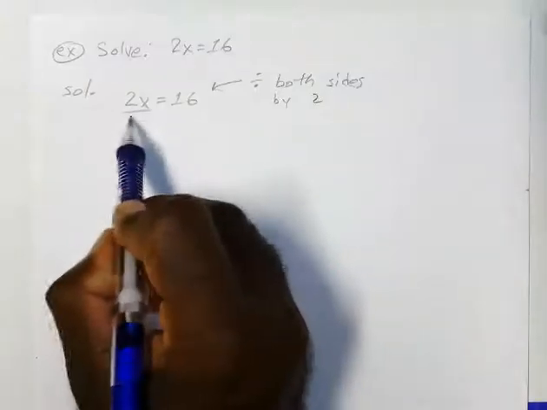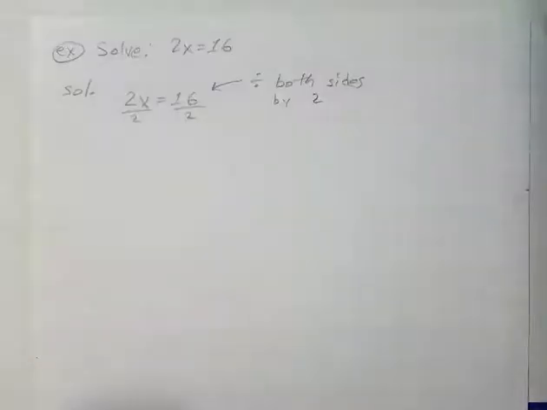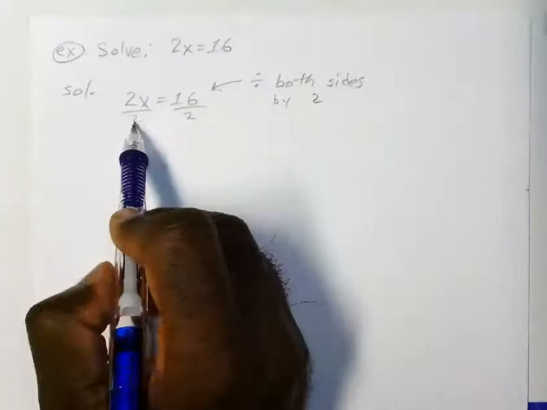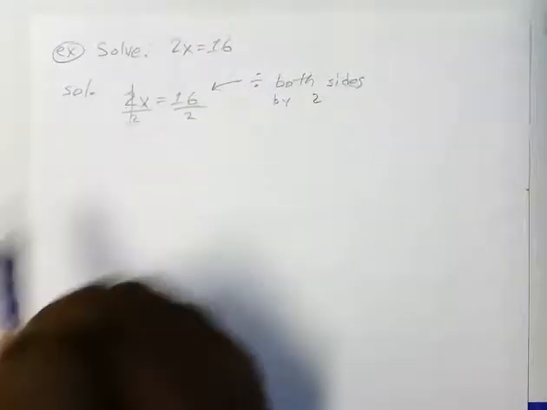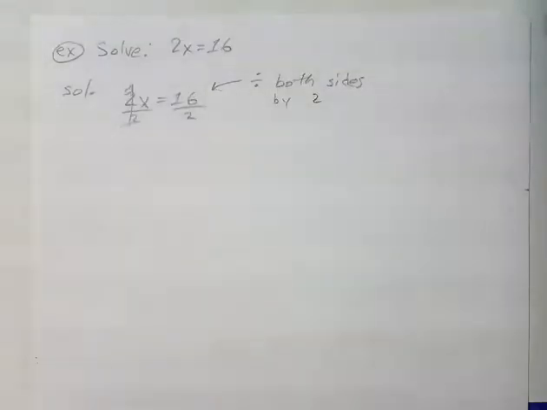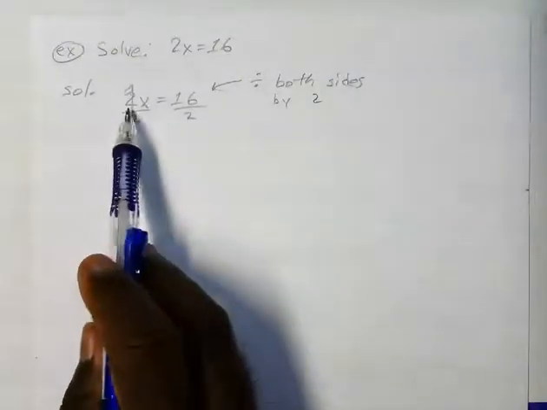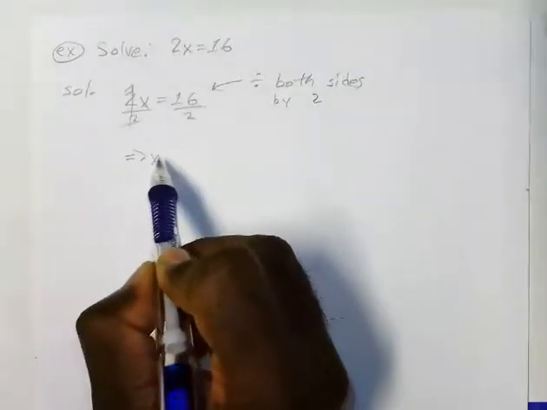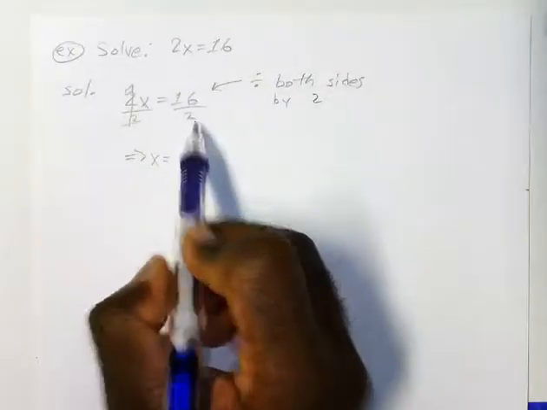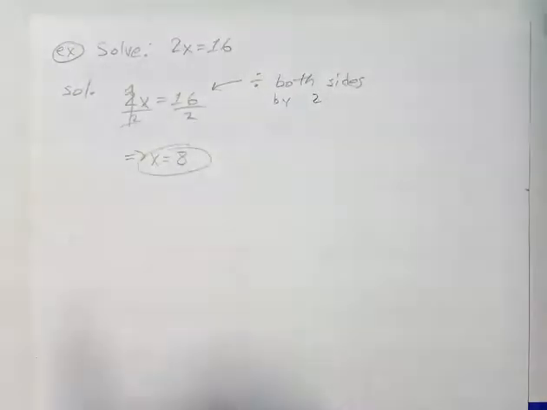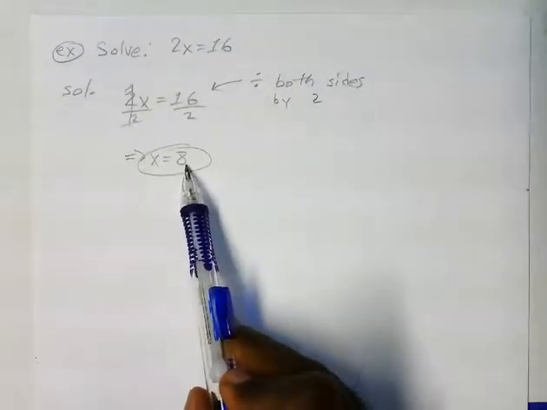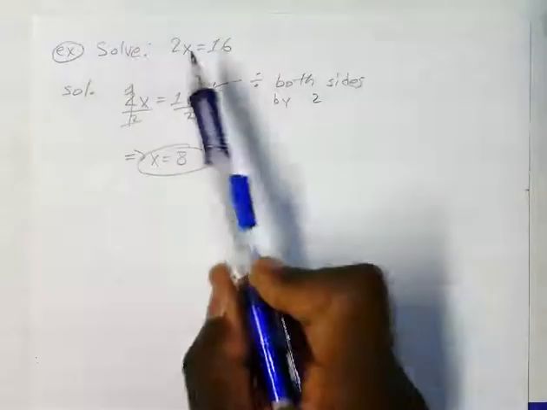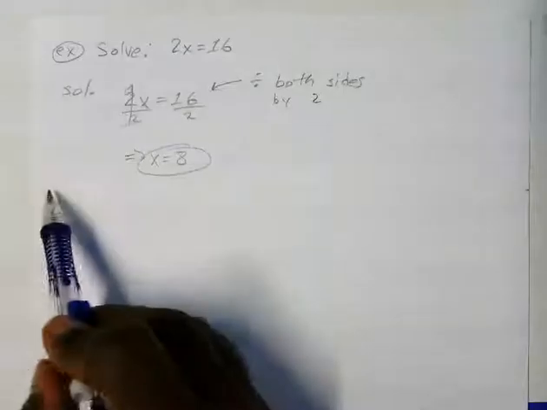If we divide this side by 2 and this side by 2, anything divided by itself is just 1. So 2 divided by 2 is 1. You have 1 times x, which is just x. So you have x equals 16 divided by 2, which is 8. If you plug in x and replace it with 8, you have 2 times 8 equals 16, which is true.